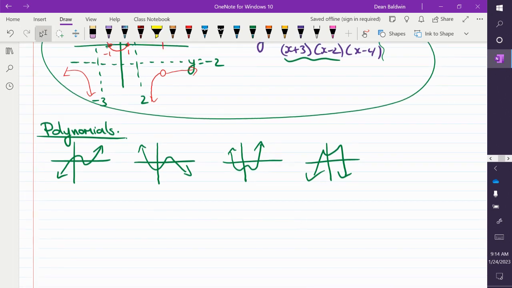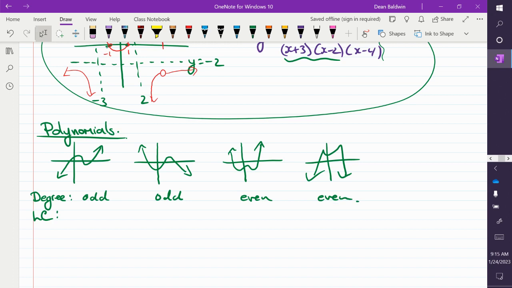So when we were doing polynomial graphs, we were looking at the degree, and I'll put LC for leading coefficient. First graph, what's the degree, even or odd? First two graphs, even or odd? Odd. If the arms go in different directions, you know it's odd. So that's odd, odd. If the arms are in the same direction, it's an even.